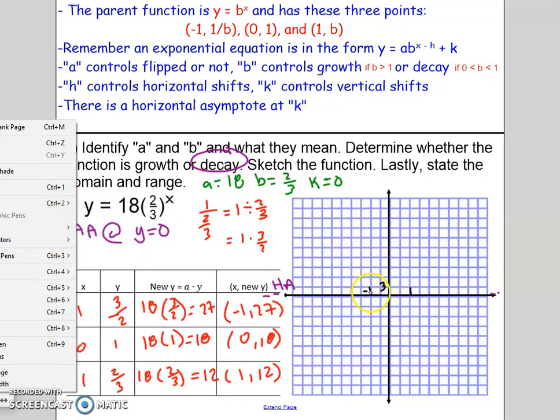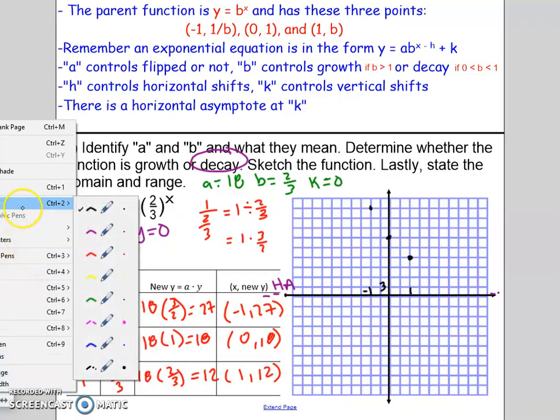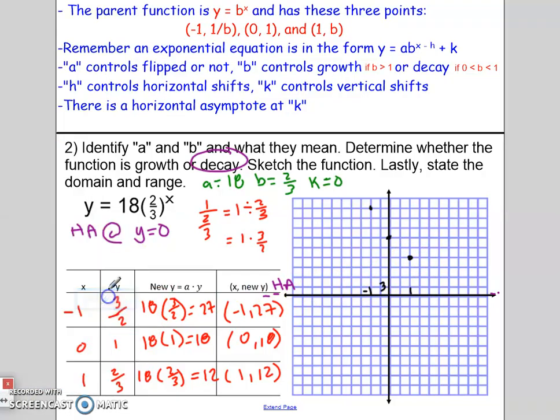So -1 and 27 is going to be 9 lines up. So 1, 2, 3, 4, 5, 6, 7, 8, 9 right here. 0 and 18 is going to be 6 lines up. 3, 4, 5, 6 right there. And then 1 and 12 will be 4 lines up. So that's right here. And then now we do our J curve that connects but doesn't cross the asymptote. And again, it's a decay, so it falls from left to right.